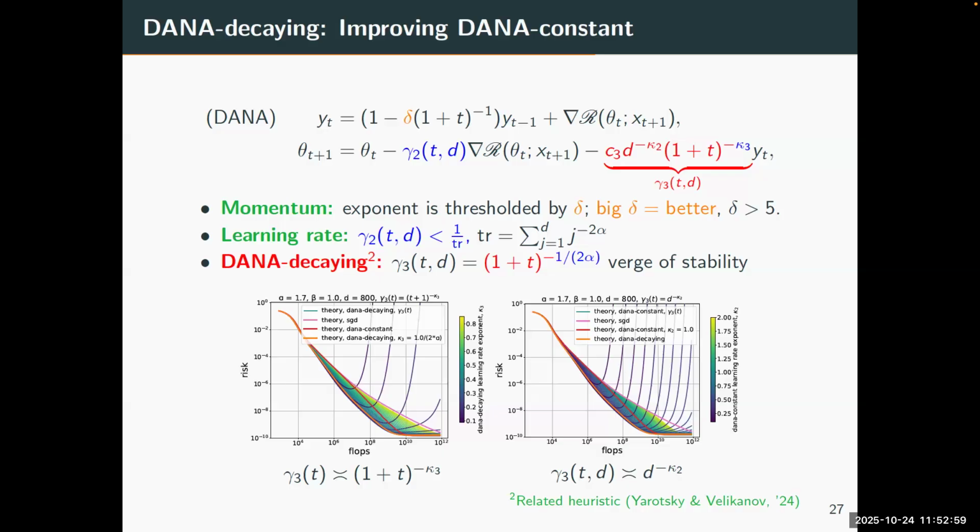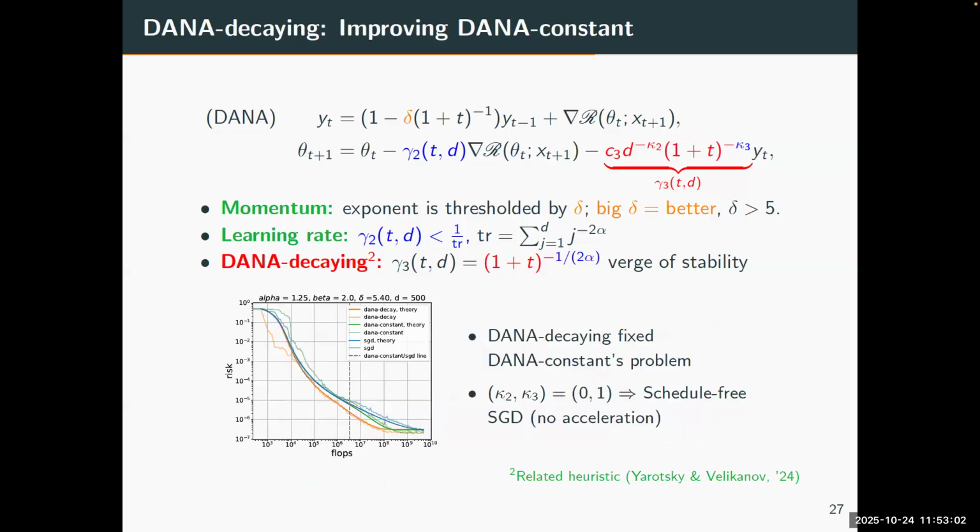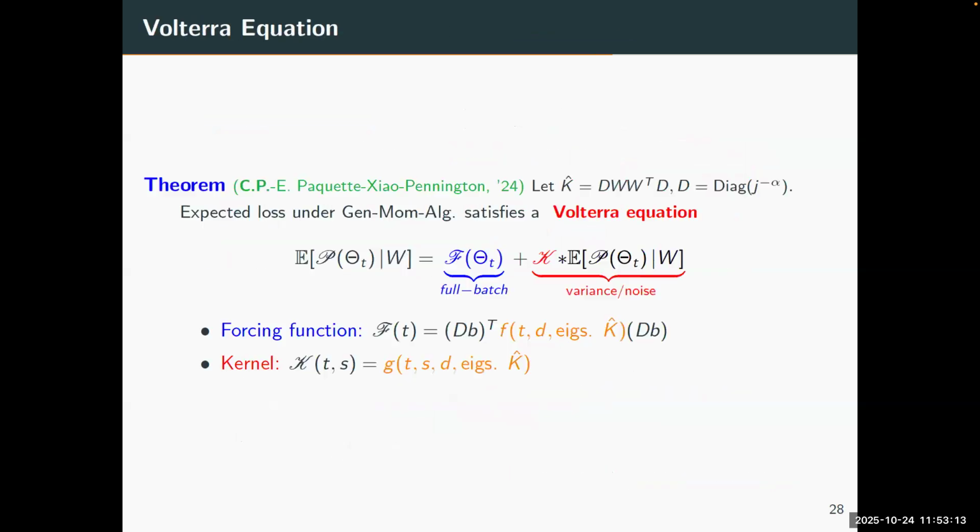Okay, but notice it uses this exponent. And so you end up fixing this problem, where you get the orange curve, which has acceleration throughout. Okay. So I'm just going to say how you actually can do this, how you analyze it.